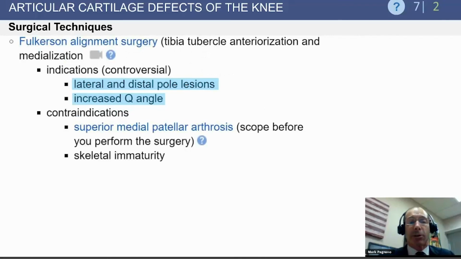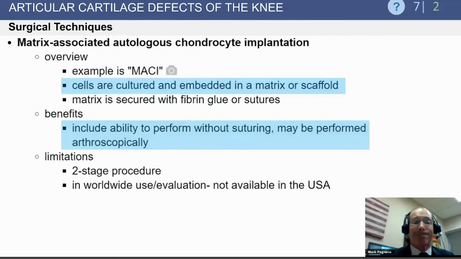Similarly, you can consider a Fulkerson. This is most commonly done for the patient that has a combination of a cartilage defect, patellar cartilage defect or patellofemoral defect, plus a patellar tracking problem. Less commonly done just for a cartilage defect problem. This is moving the tubercle, of course, anterior and medial. Again, it has the same contraindication because you're moving it anterior. You don't want to have superior patellar arthritis already, and otherwise you'll make the pain potentially worse for the patient.